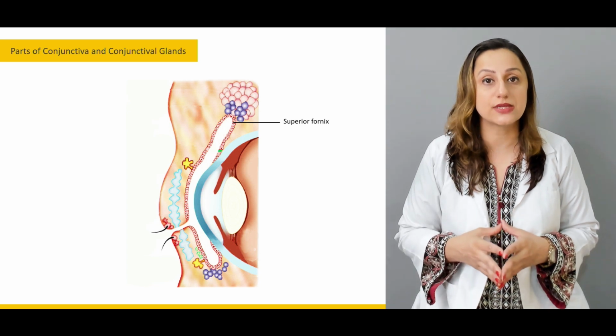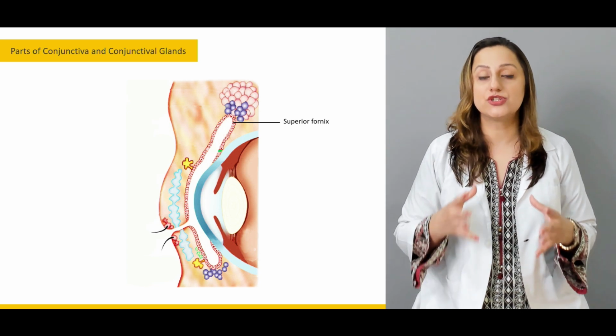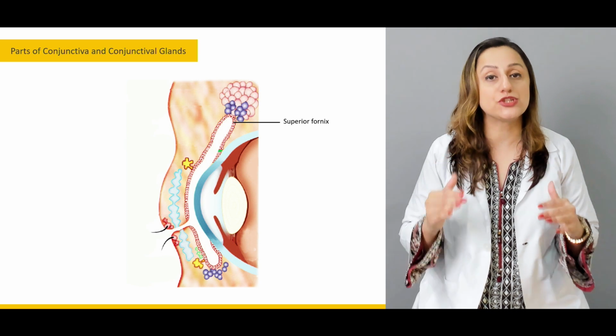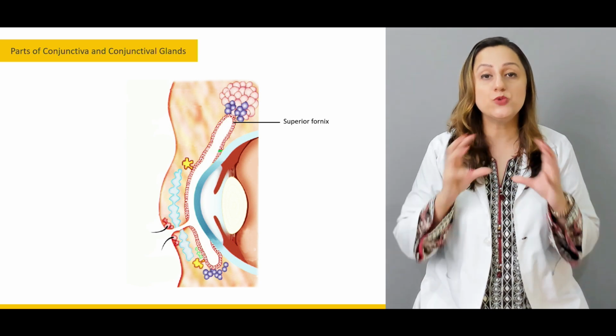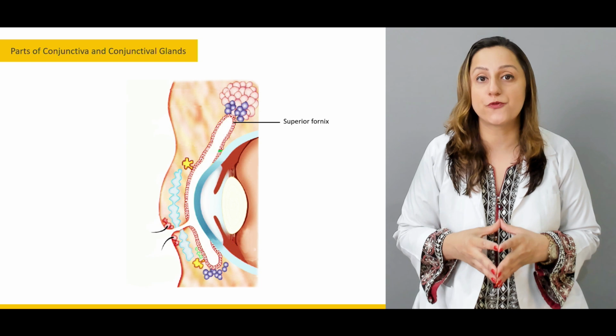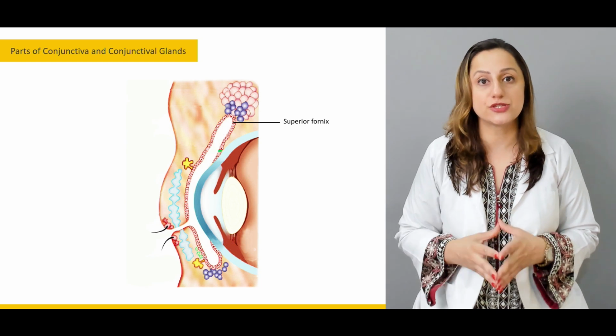Why is this mucin secreted? It's secreted because at the palpebral fissure, they're going to form a mucinous layer, which is going to perform its protective functions over here.